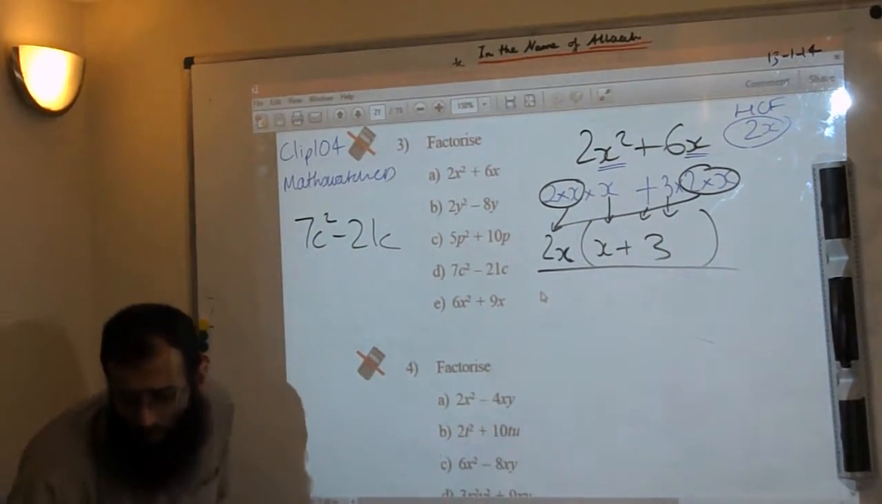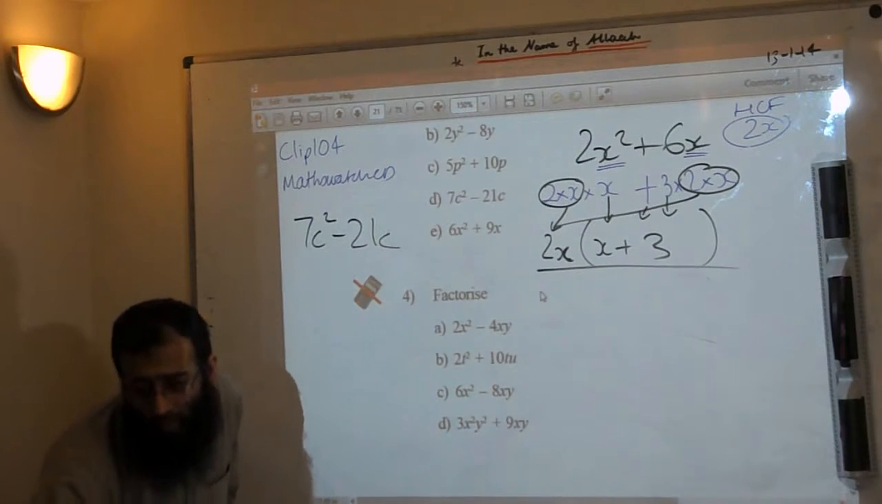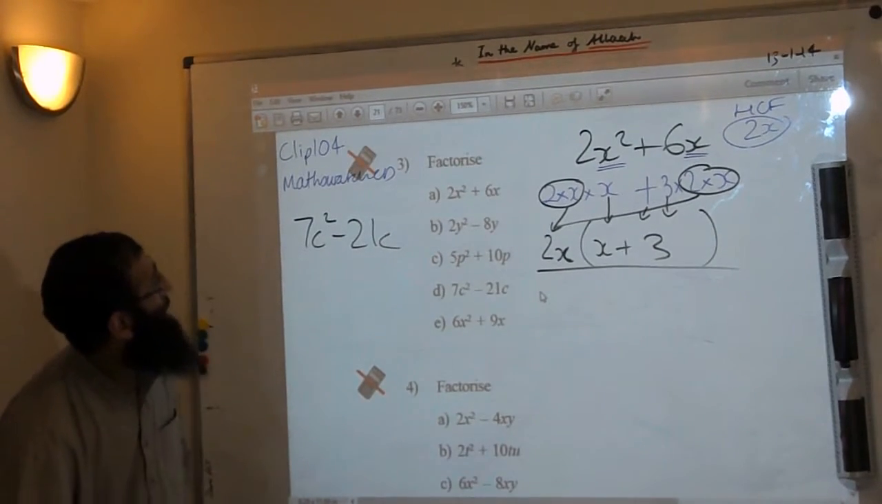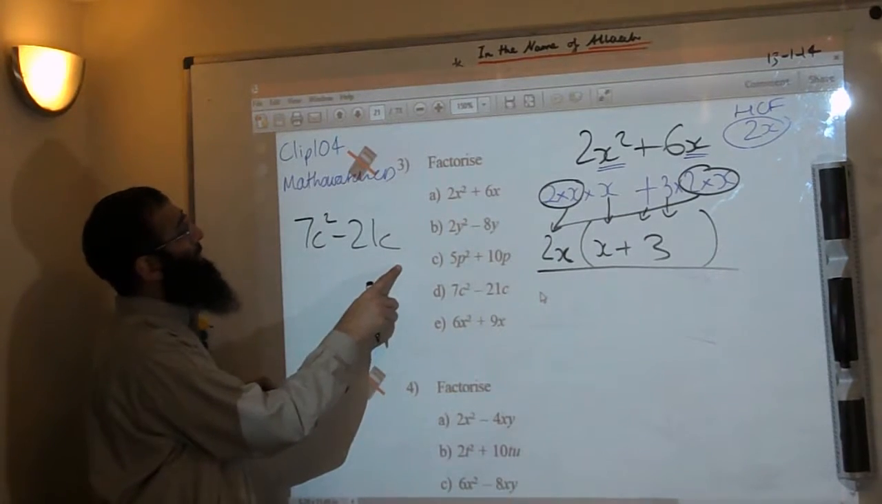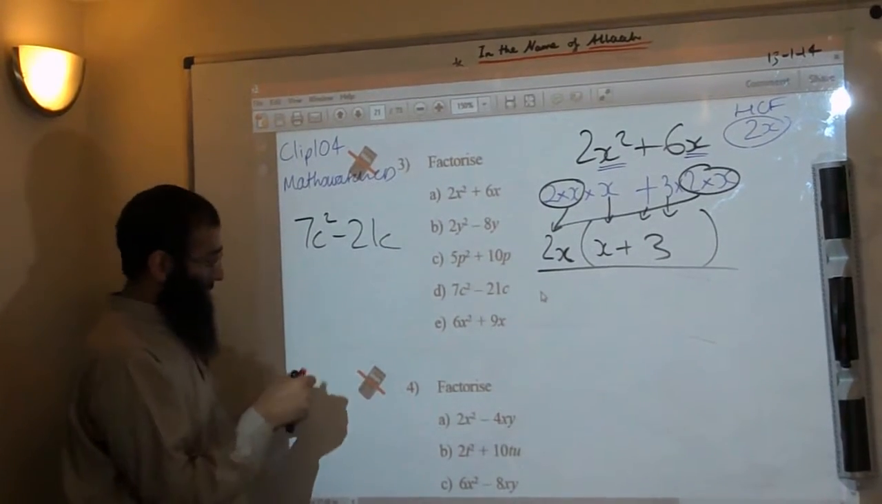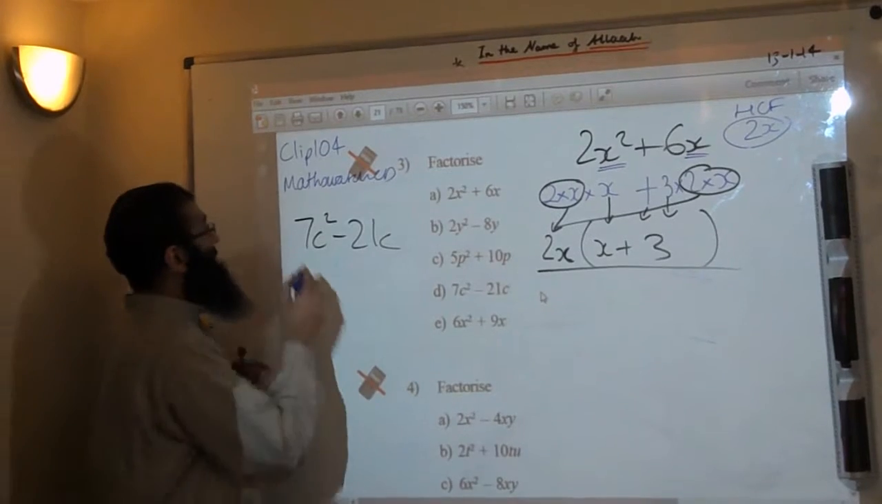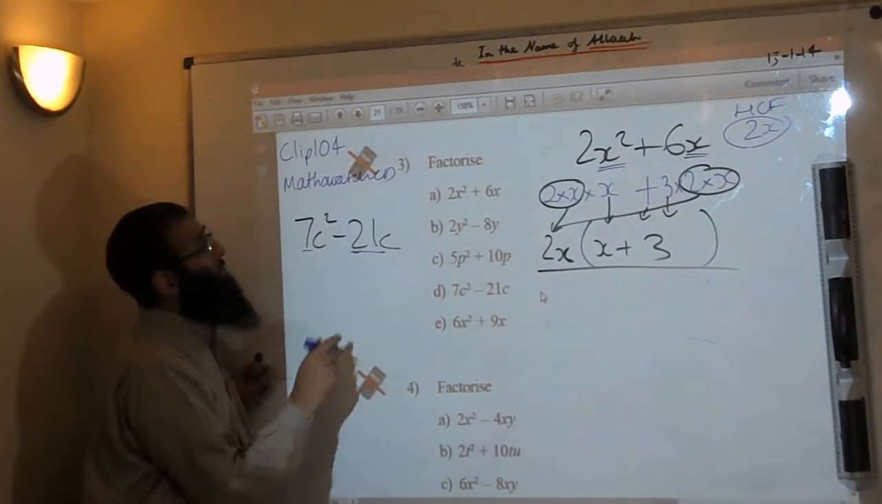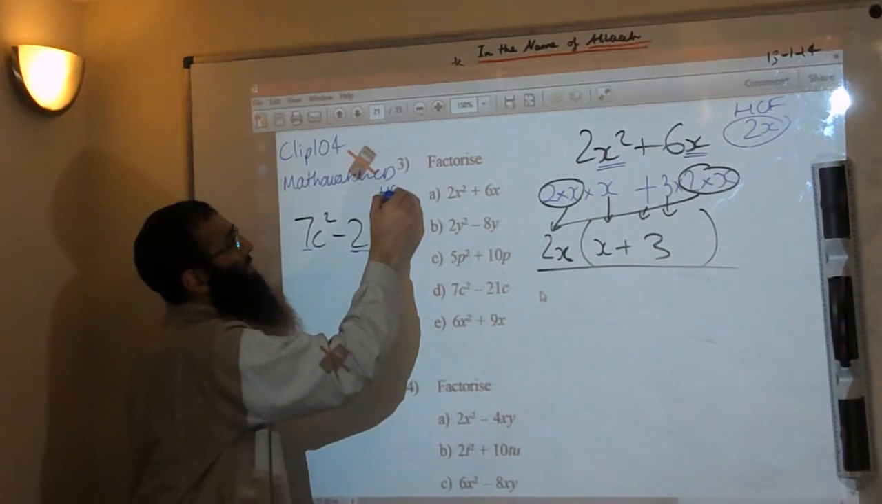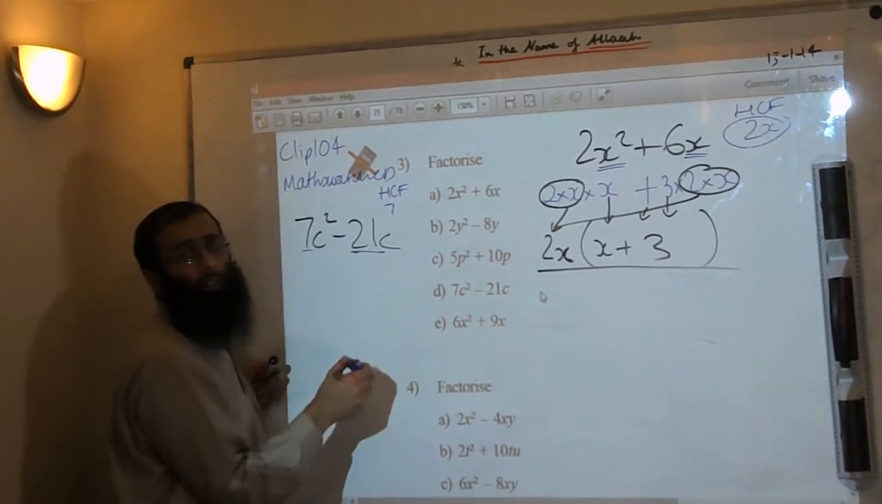We also got some questions on the bottom. We're looking at 7c squared minus 21c. Right, let's look for the highest common factors. Look at the 7 and the 21. What's common between those two? They both go into each other. Okay, highest common factor so far is 7.